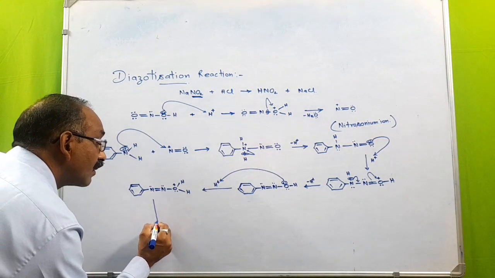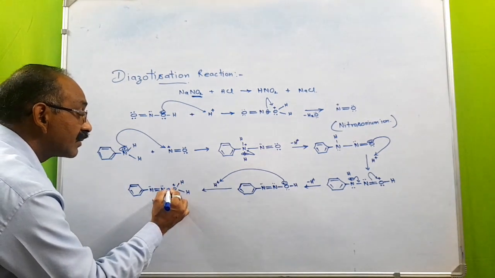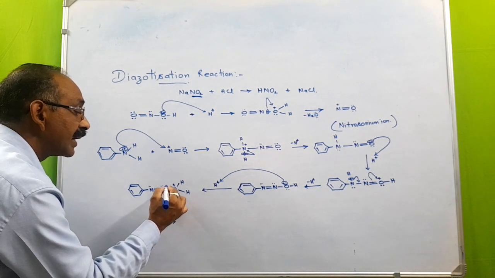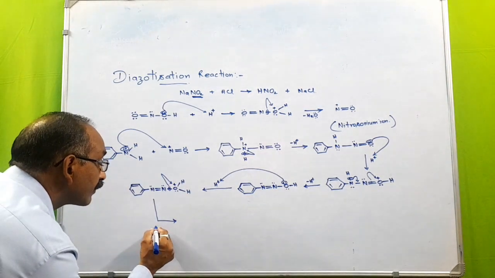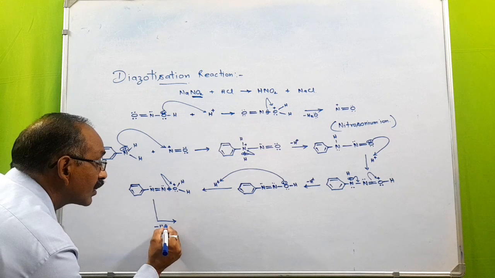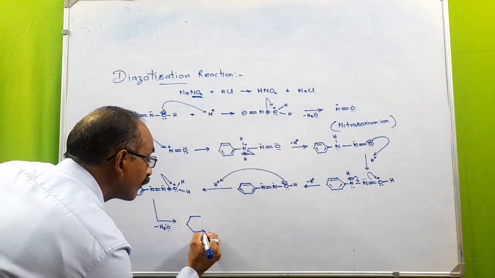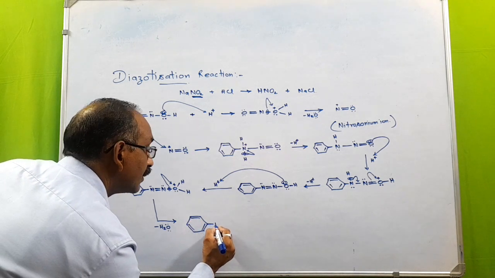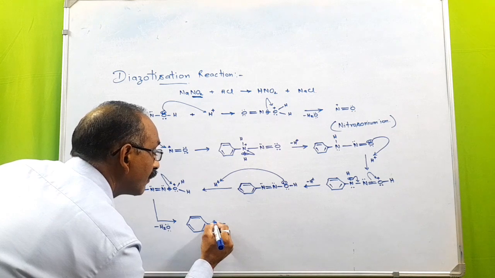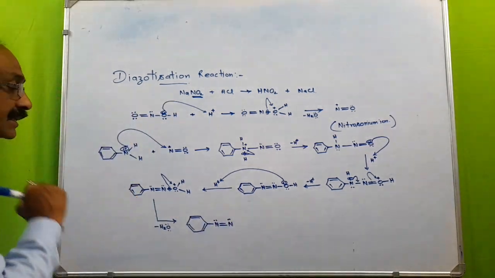Thereafter, in order to compensate the positive charge of the oxygen, the electron pair of the NO bond shifts over the oxygen, and the water molecule will be set free, and here the remaining species is this.